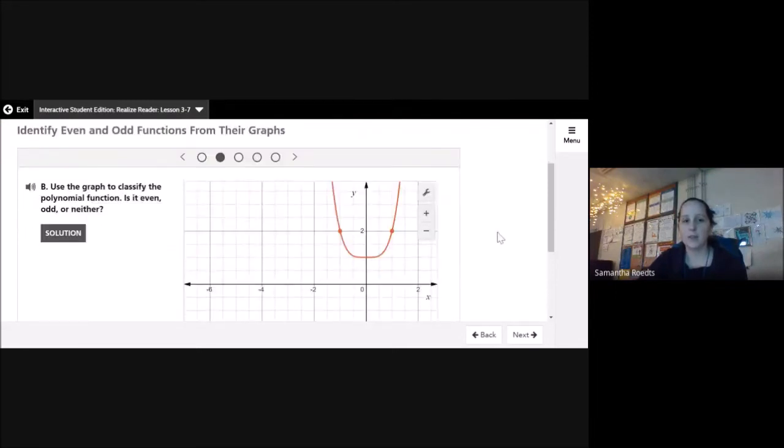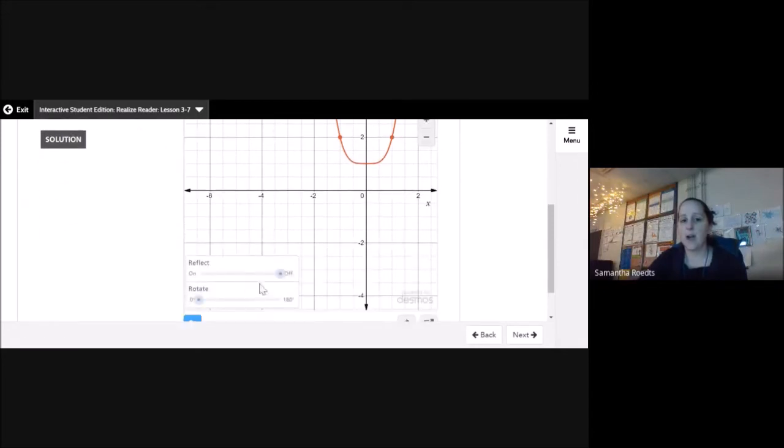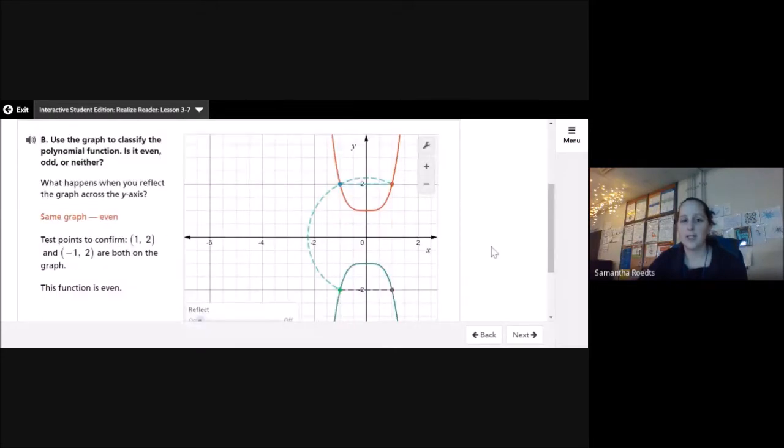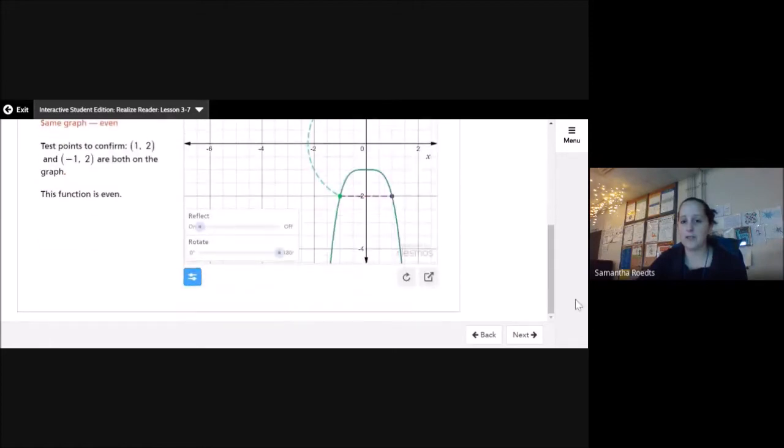Use the graph to classify the polynomial function. Is it even, odd, or neither? So if I rotate it 180 degrees, I get that. And if I reflect it across the y, it shows me it's an even function. I can also test points 1, 2 and negative 1, 2. They're both on the graph, so the function is even.